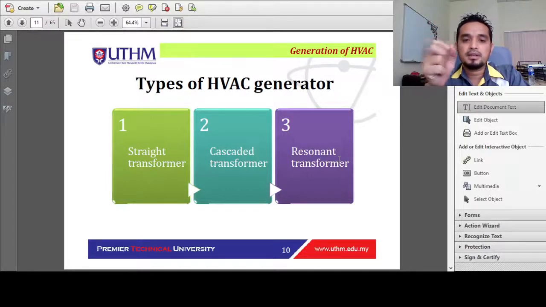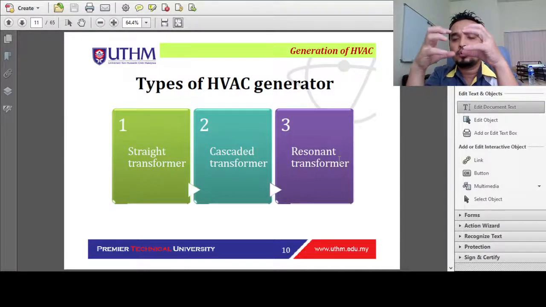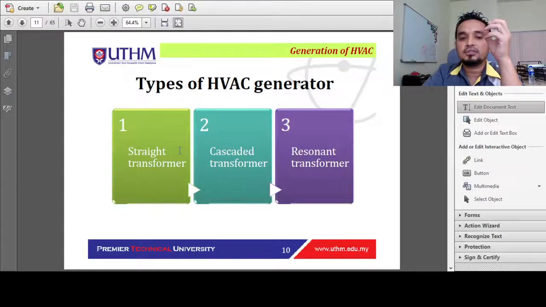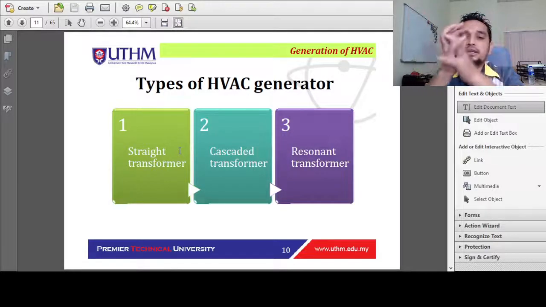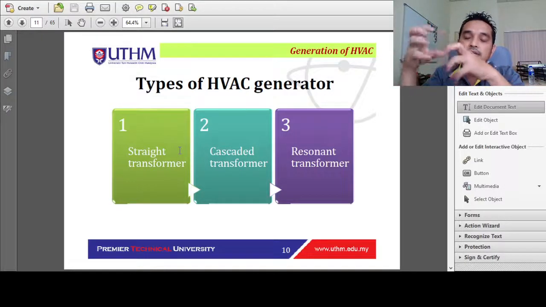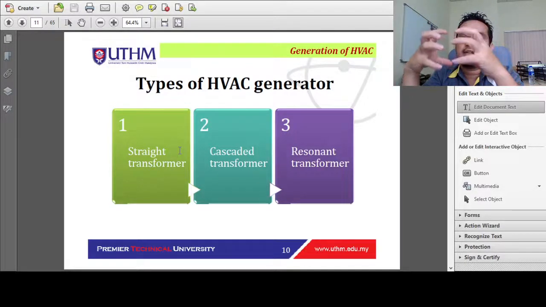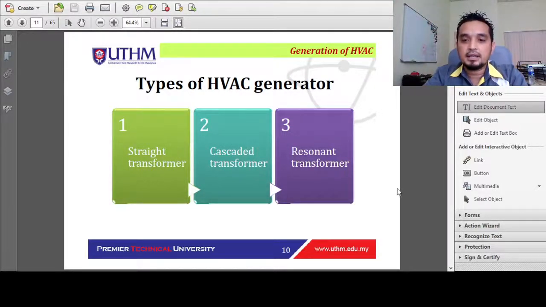of the transformer. Cascaded, in order to generate a much higher voltage level, we may need to combine several units of the straight transformer. For example, the straight transformer with a power rating of about 100 kV, once we cascade another single unit will have 200, we add on one more will give us 300. As simple as that. I will explain later. And resonant transformer is a transformer that has been modified for a certain reason that I will explain later.